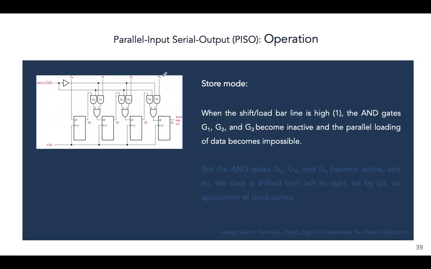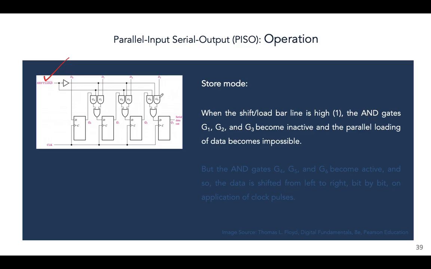For that, the PISO register has to go into the store mode. And now what happens is this line becomes high. Earlier it was 0 for the loading. Now it becomes 1. And when this becomes 1, G1, G2 and G3 become inactive. Now they are going to behave like closed circuits. They're not going to let anything pass, right?